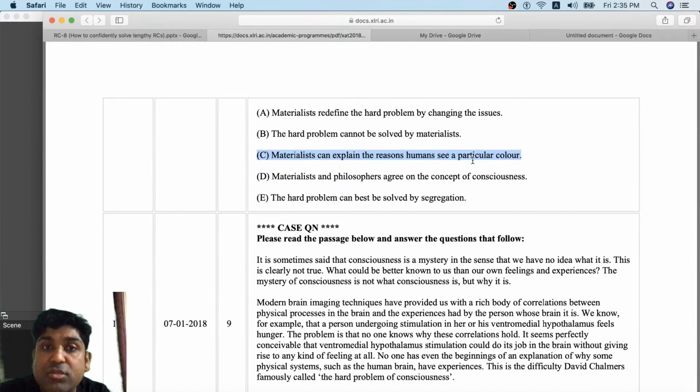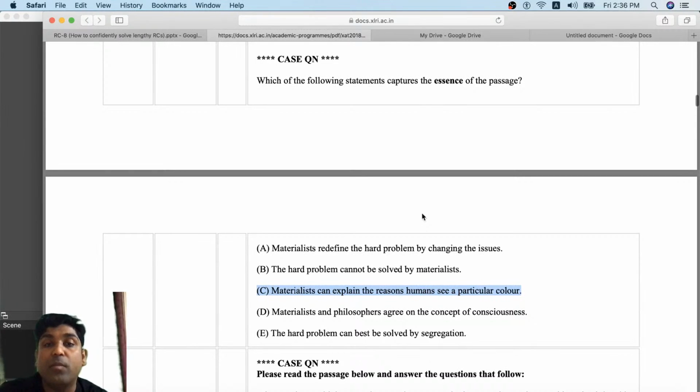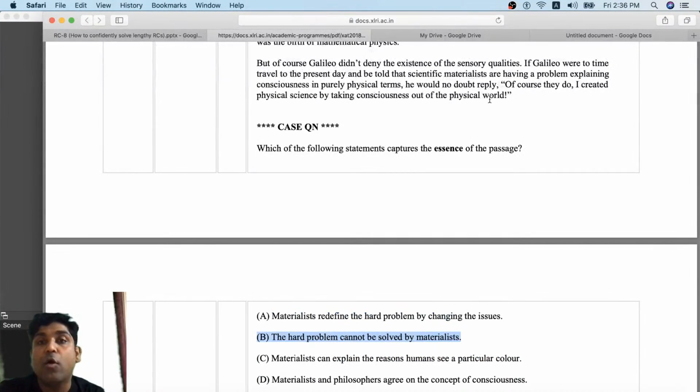That was also nowhere mentioned. And materialists redefine the hard problem by changing the issues. This was also not what they were changing. They were changing the definition of consciousness, but that was not the essence of it. The essence was that the hard problem cannot be solved by the physical sciences, because in the last line he says, of course they do. I created physical science by taking consciousness out of the physical world.